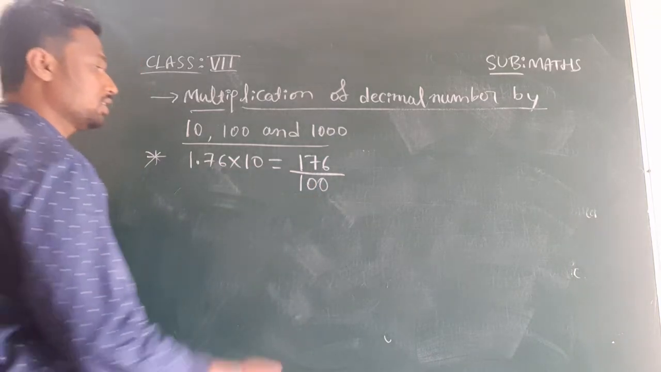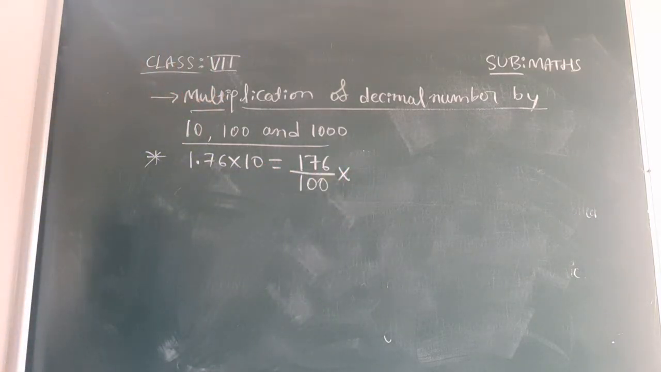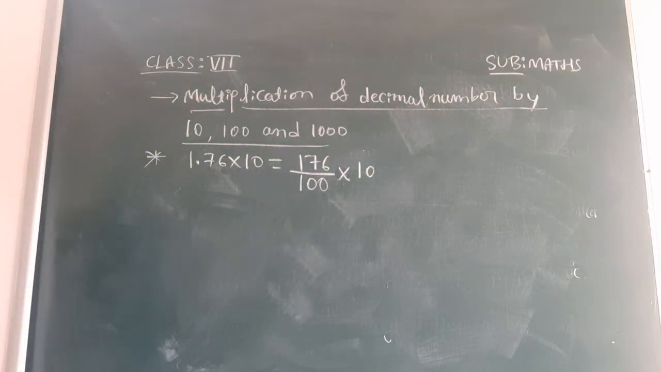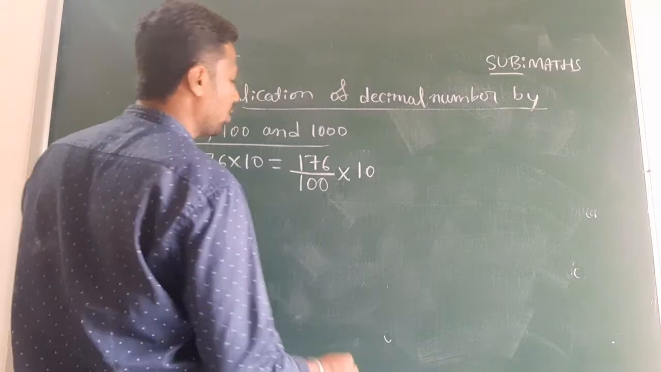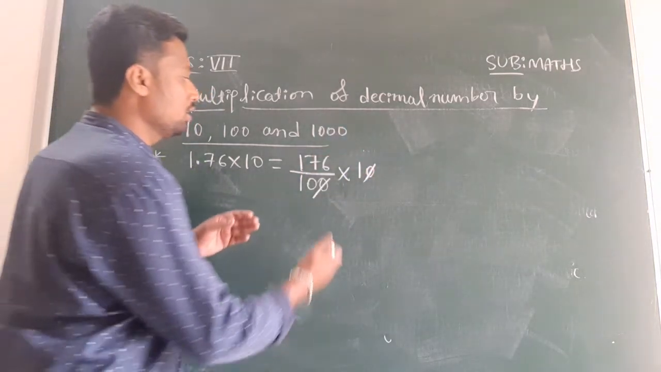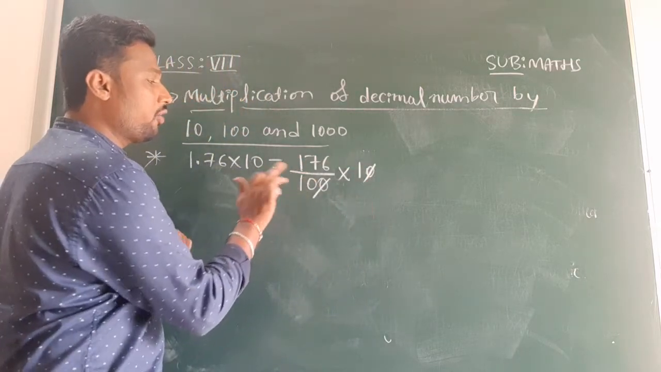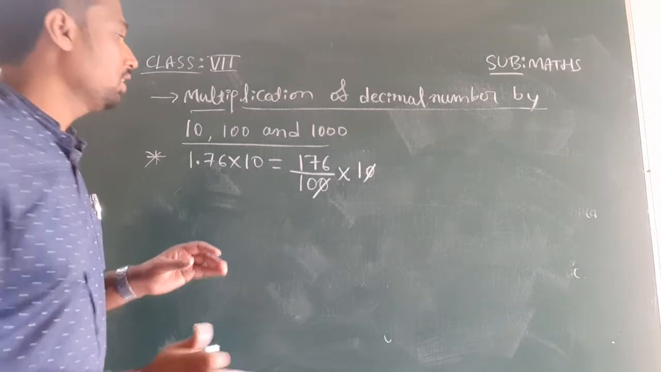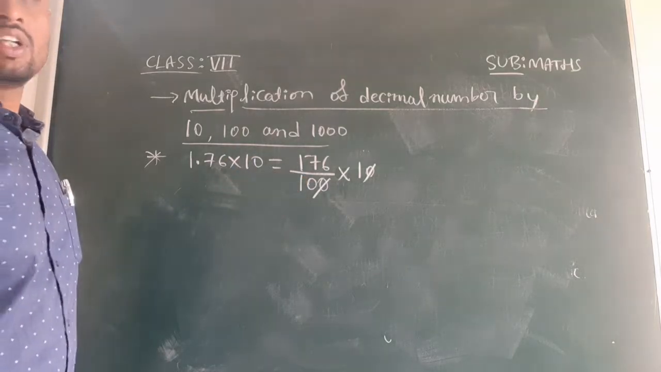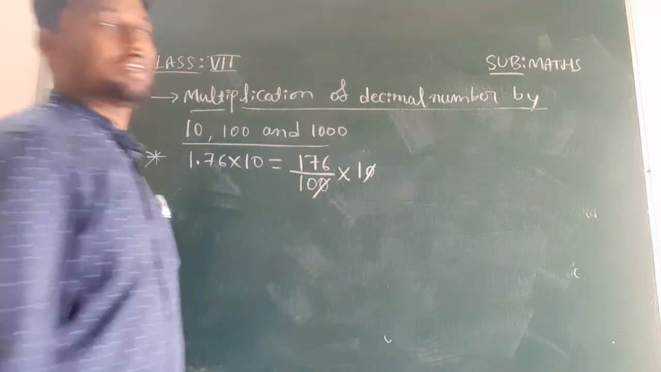So 176 divided by 100 into what you have here, that is 10. So into 10 I have written as it is. Now here you can cancel these two zeros, because you can see here this 176 into 10, these two values are in numerator, and we have 100 in denominator. Again I will repeat, this 10 and 176 are in numerator and this 100 is in denominator. So you can cancel any of the value here. You can cancel 176 or 10 by this 100.